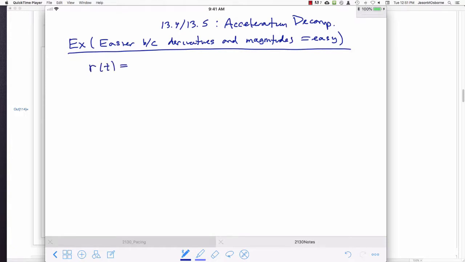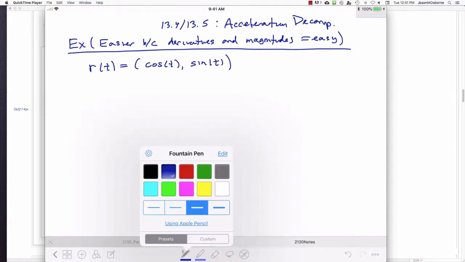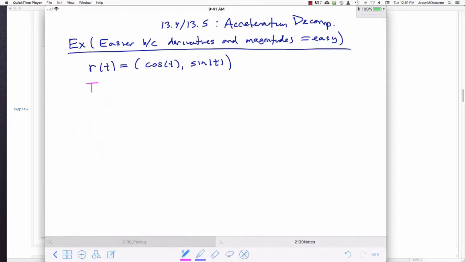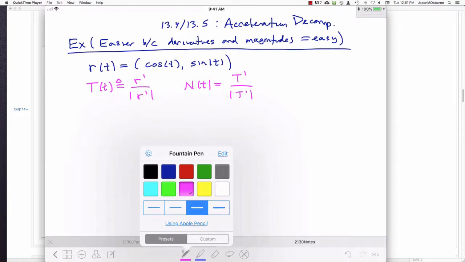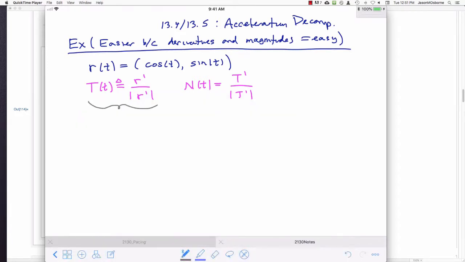Let's look at a curve r of t. It's a circle of radius 1. We're very used to this formula now. And we know that our definitions, that the vector T was defined to be r prime divided by the magnitude of r prime, and N, the vector N, will also be a function of t, was T prime divided by the magnitude of T prime. Okay? So clearly to get these two formulas, you first need to find r prime. So we'll go ahead and do that.